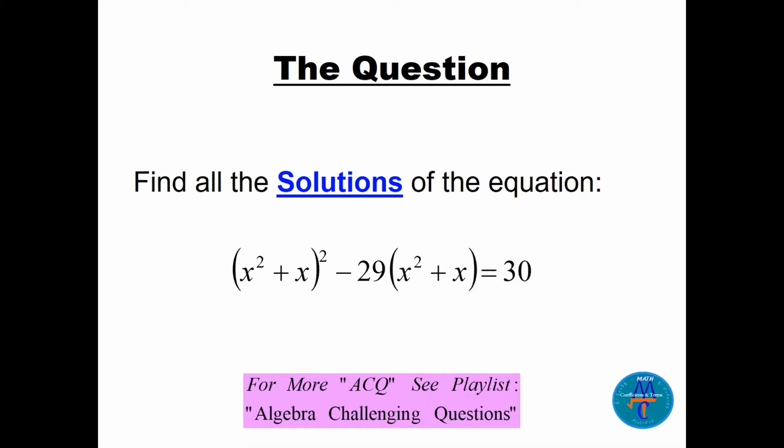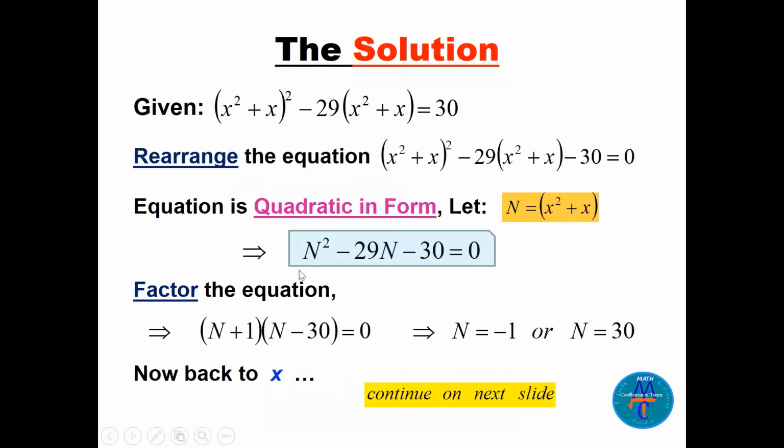It's not a good idea here to expand all this squared and make it a big equation. Now we see this bracket is the same. So a nice idea: directly we can start after rearranging the equation, bringing 30 to the other side. We call this equation quadratic in form. So the form is quadratic.